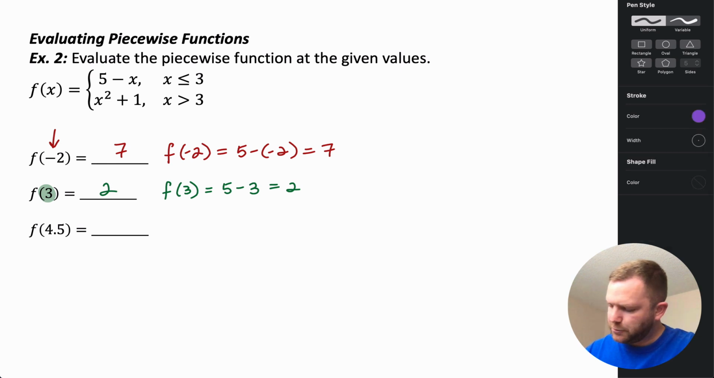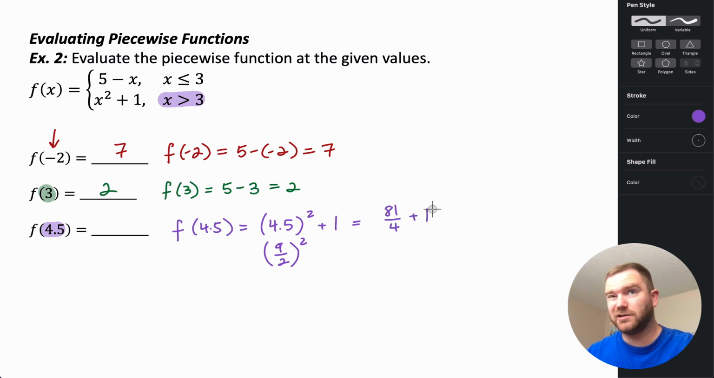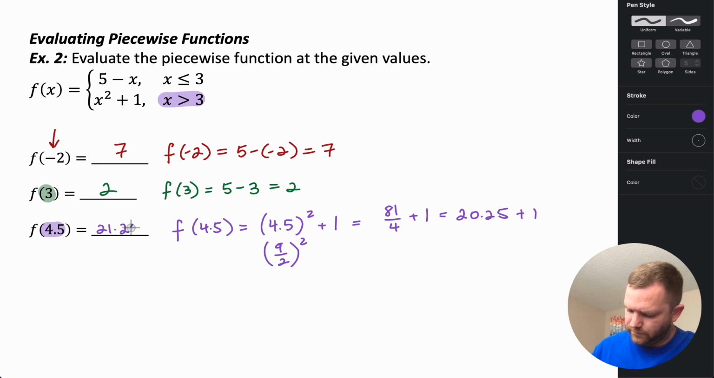And then the last portion comes from f of 4.5. So 4.5 clearly is bigger than 3, so we're going to be evaluating 4.5 in that second portion of our function. So it's going to be 4.5 quantity squared plus 1. 4.5 is the same as 9 halves. So 9 halves squared is 81 over 4. 81 over 4 is 20 and a quarter, so that's 20.25 plus 1 is 21.25.